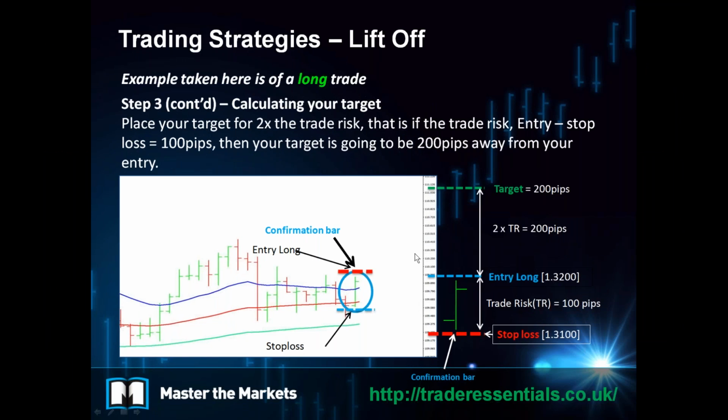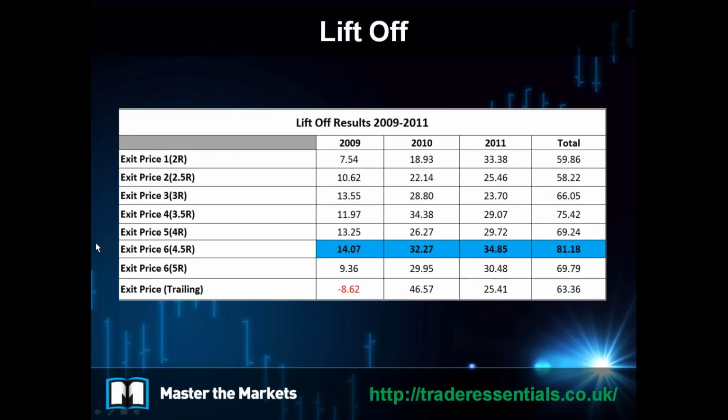The target is calculated by looking at 2 times the trade risk. So if the trade risk, in the case of that dollar yen, let's say for example, is 130 pips, then we look for 260 pips in between the entry and the target. So we project up for two times the trade risk. The reason that we did that is we found through testing that that result was actually one of the best that we obtained.